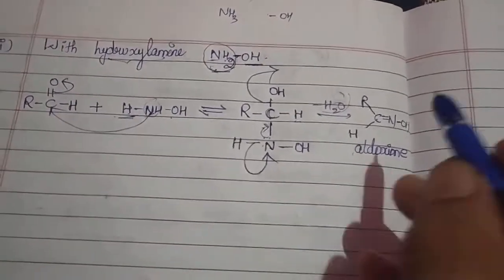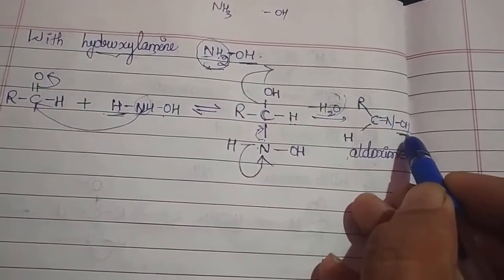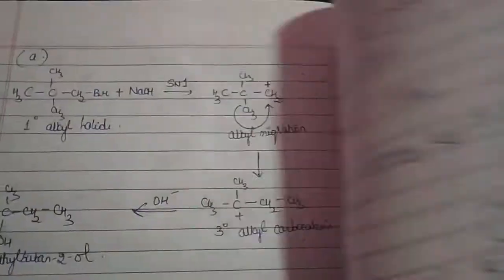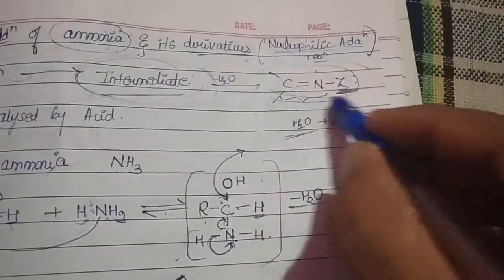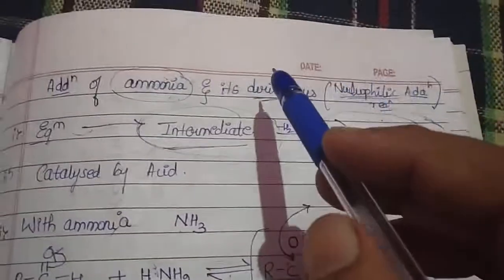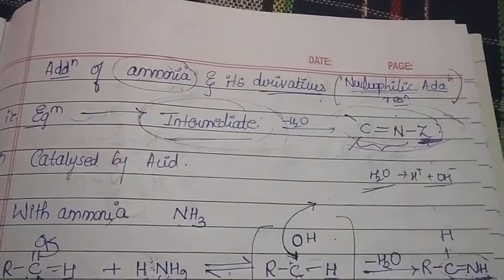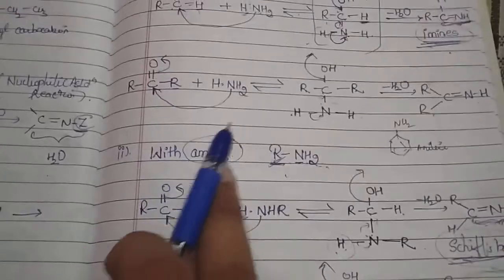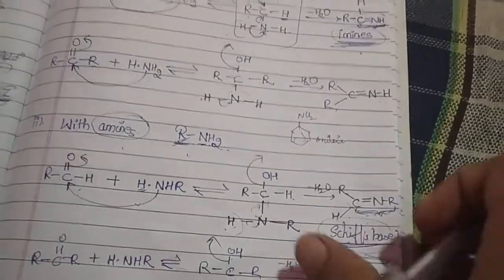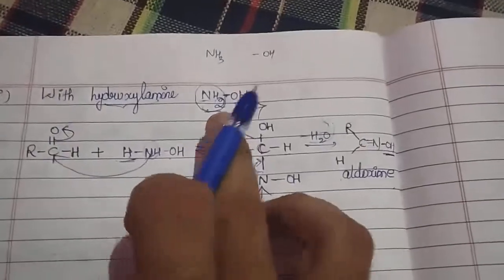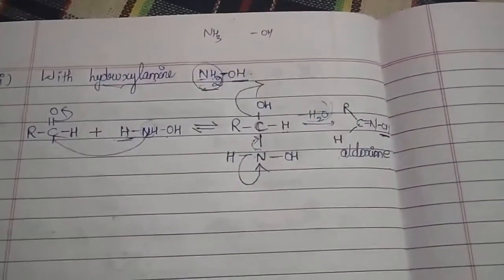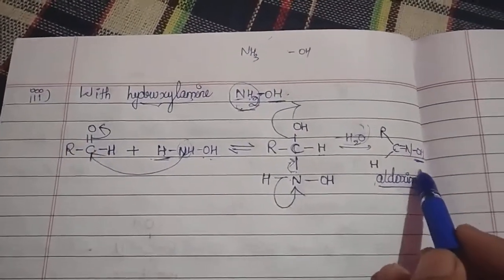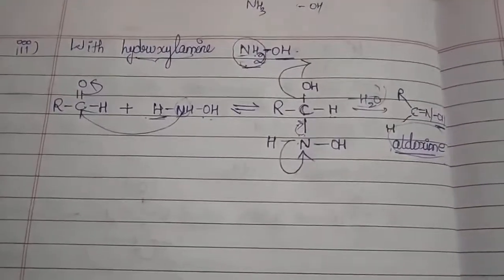See here, what is this Z? Here it is OH. As I have mentioned, with respect to the derivatives, you will get a different Z. This is our general representation of the nucleophilic addition product whenever ammonia and its derivatives react with carbonyl compounds. When you talk about ammonia, the Z was H. With amines, the Z was R. Now with hydroxylamine, the Z is OH. The addition product obtained when treating an aldehyde with hydroxylamine is called aldoxime.